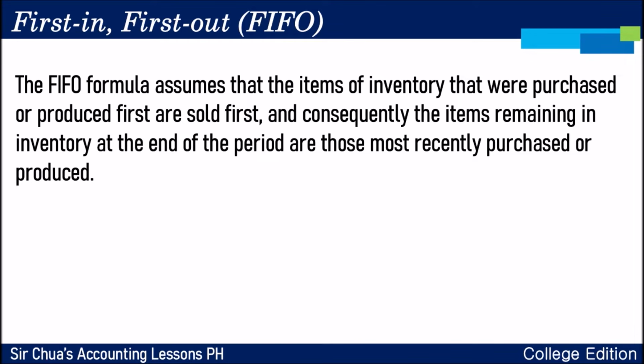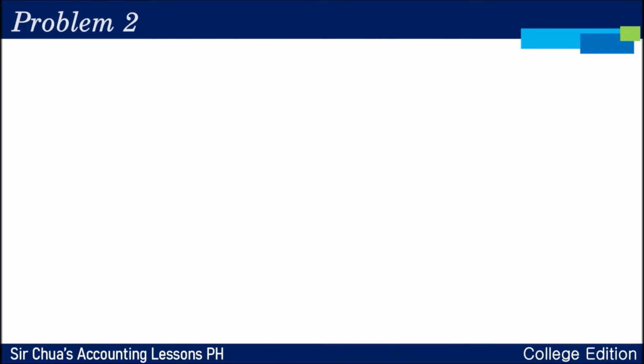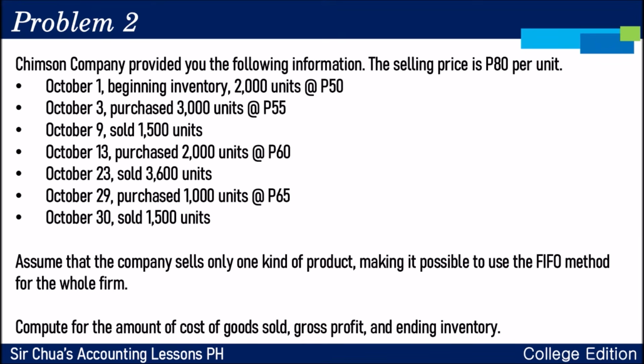Okay? Ang FIFO rin po ay applicable either sa perpetual o sa periodic. Pakita ko po muna sa inyo yung perpetual FIFO. Let's have problem 2. Chimson Company provided you the following information. Kada isang unit daw po pinibenta ng 80 pesos. October 1, beginning inventory po natin is 2,000 times 50. Tapos nag-purchase po ng 3,000 at 55, nagbenta ng 1,500, bumili uli, nagbenta uli, bumili uli, nagbenta uli.